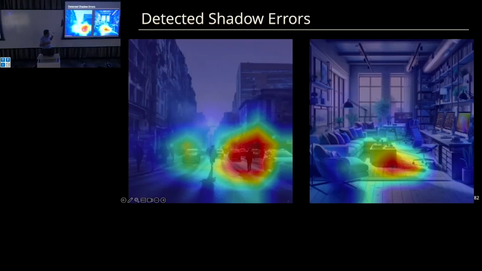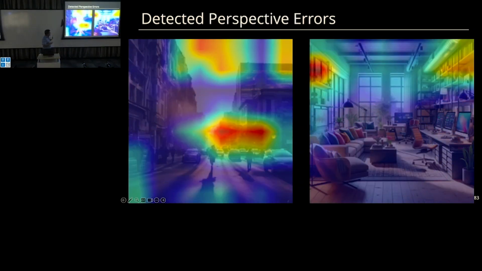So here are errors detected by our model. You can clearly notice that the red indicates that there is maximum inconsistency in this area. You can see that our model is able to detect correct shadow errors in both these images. And here are perspective errors. You can see that there are some problems with the parallel lines over here.